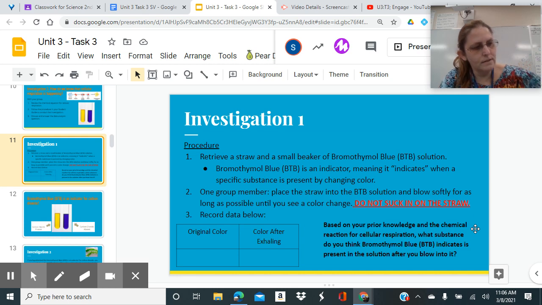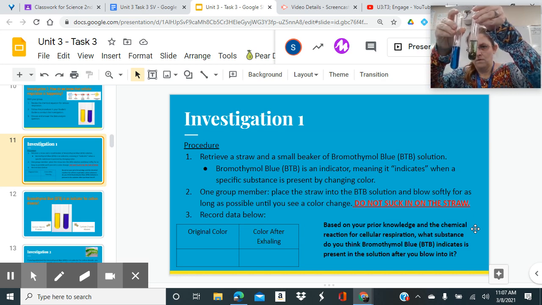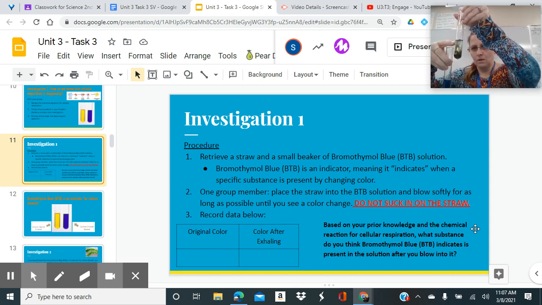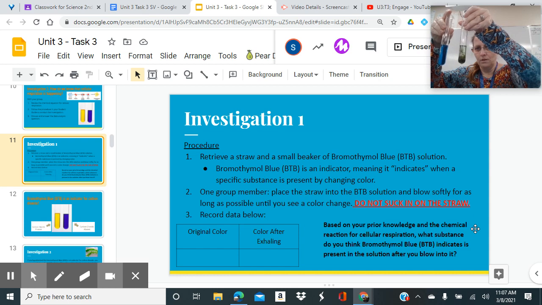So what I have is this is the BTB solution, all right? And then this is the BTB solution that has changed color. Okay? So this used to be the same color as this one, and it has changed some color after something has happened to it. So that is an example of something that happened that we added to that. All right, what do you think happened?